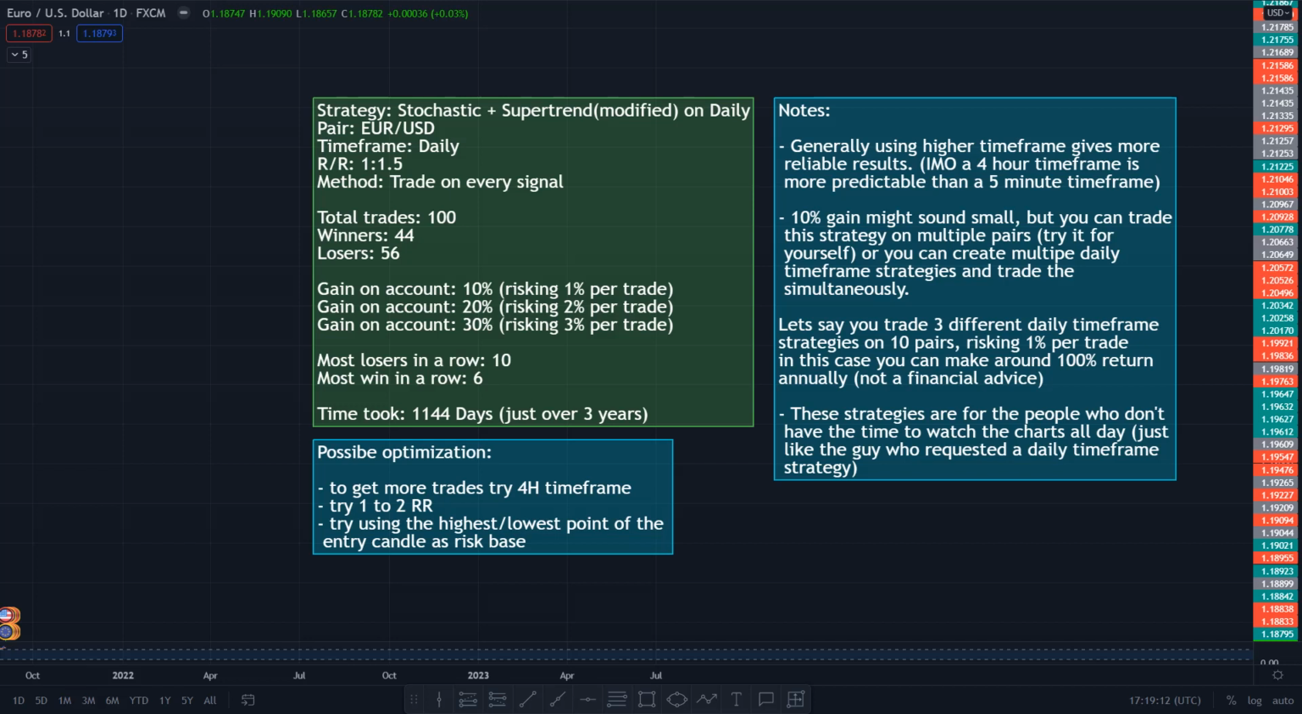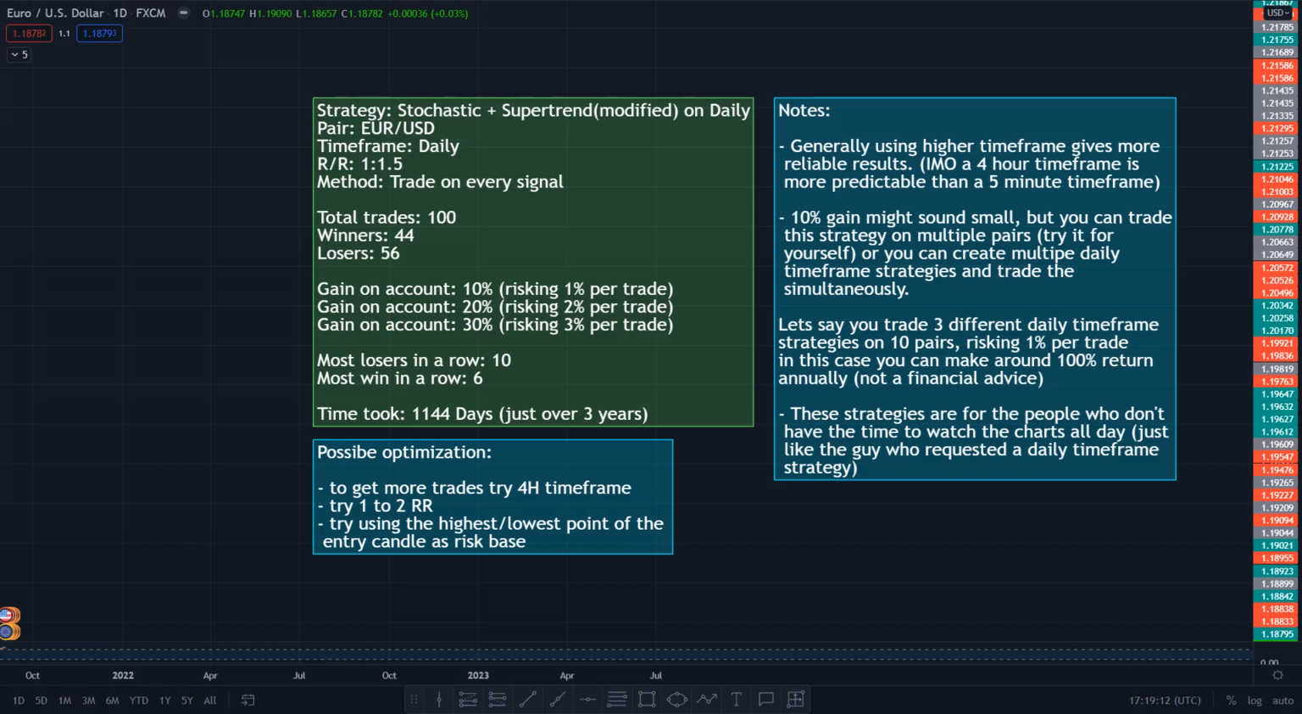Also keep in mind that this 100 backtest does not prove that we will get the same results on other pairs or other time periods. We can get more or less. You have to do your own research. Now, let's go over my optimization ideas quickly, and then we will take a look at the account balance graph.